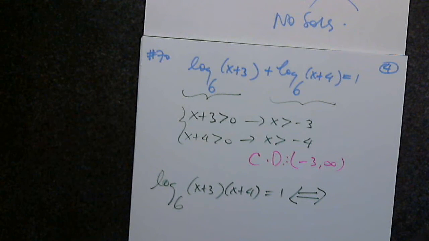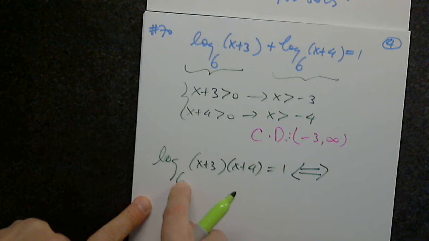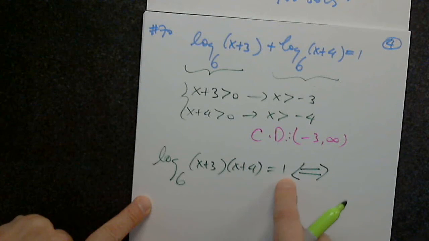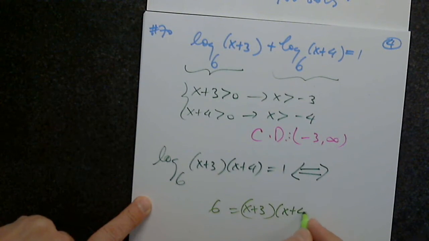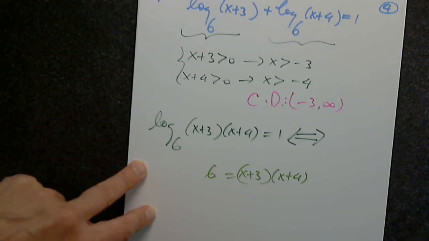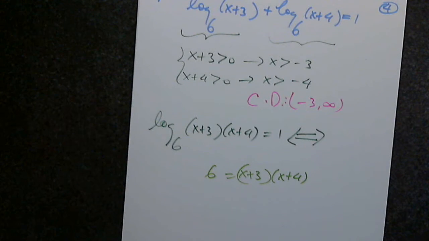So how do I write the exponential equation that replaces this log equation? Exactly. We always start with the base. Base raised to the first power equals this: 6 to the first power equals (x plus 3) times (x plus 4). Okay, now what do I do with this? What type of equation is it? How many solutions do I expect? And what do I do with it?